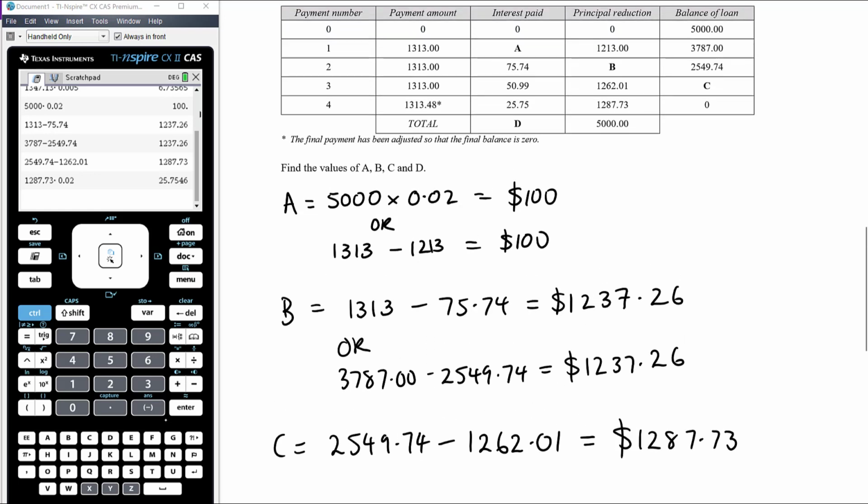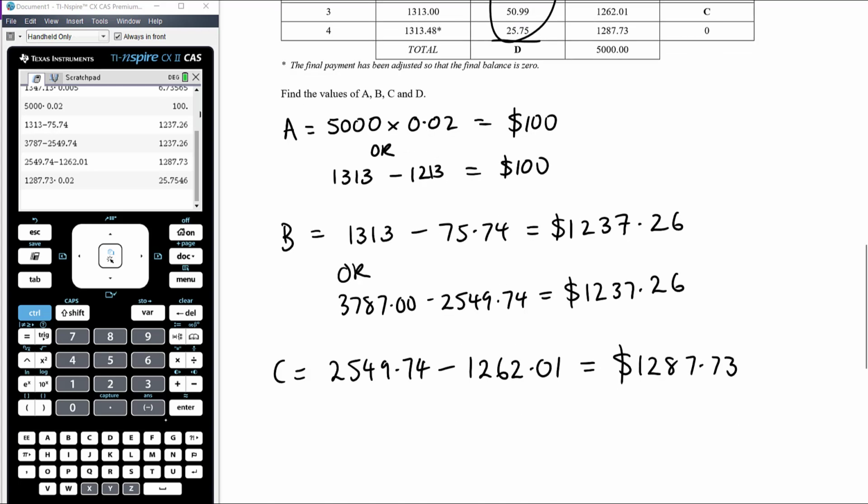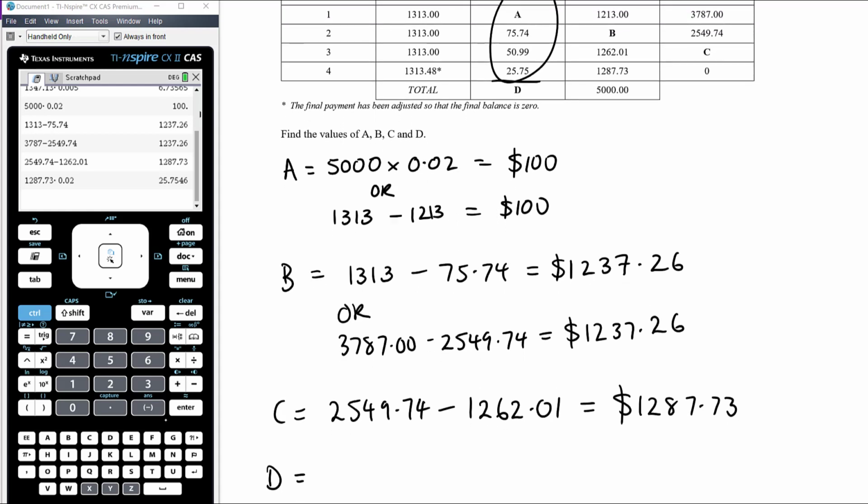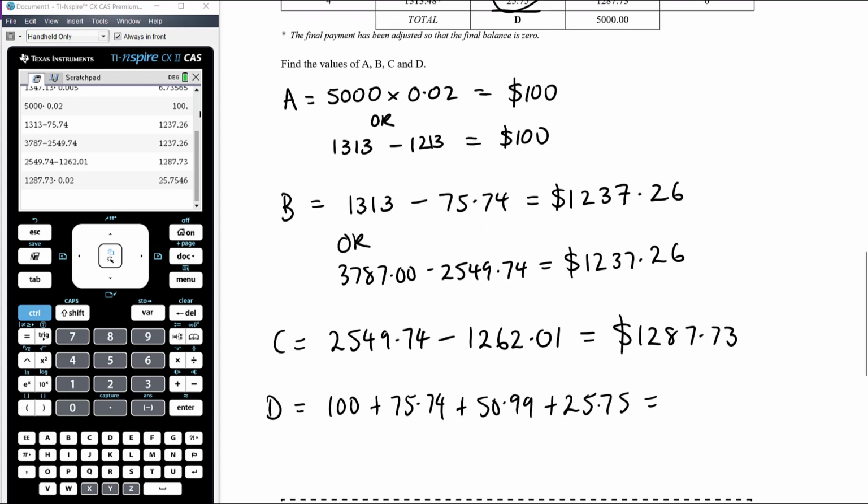And then finally, part D is to work out the total interest paid. You can do this a couple of ways. You can work out your total payments and then subtract 5,000, but actually you can work out your total interest just by adding up your interest paid column. So A was 100, so it's going to be 100 plus $75.74 plus $50.99 plus $25.75. So you can see how that interest is decreasing from month to month, because as the balance decreases, 2% of a smaller balance is a smaller amount of interest.